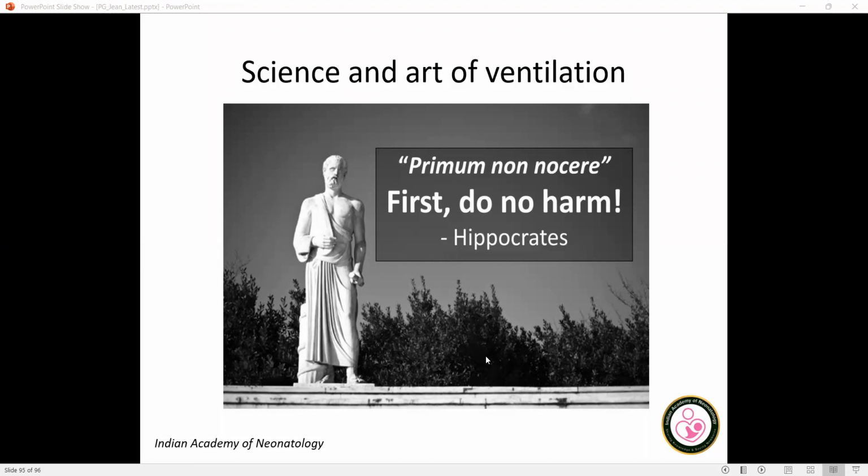If there are any questions from the audience, please put them in the chat box. There is one question: is there anything in pulmonary graphics to indicate selective right lung intubation? Is there anything, Jean, you would like to say on that question?